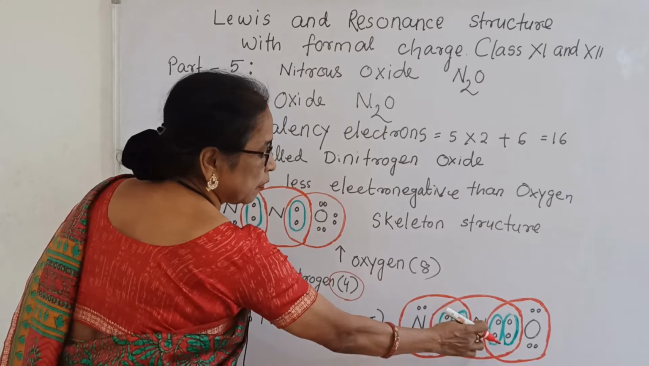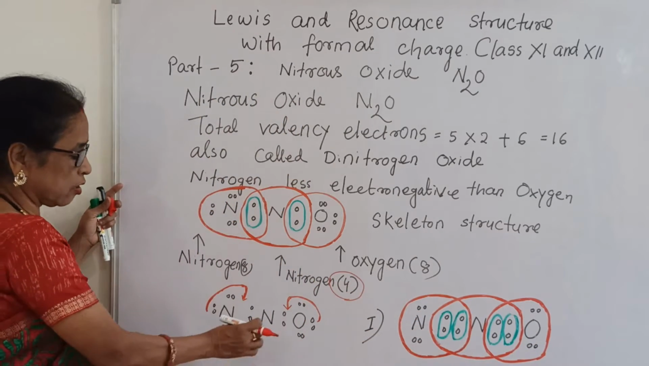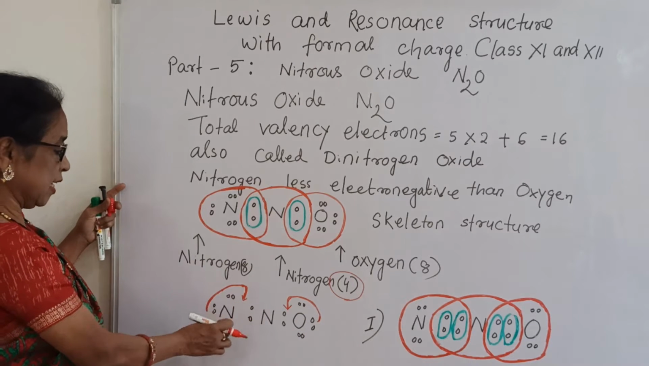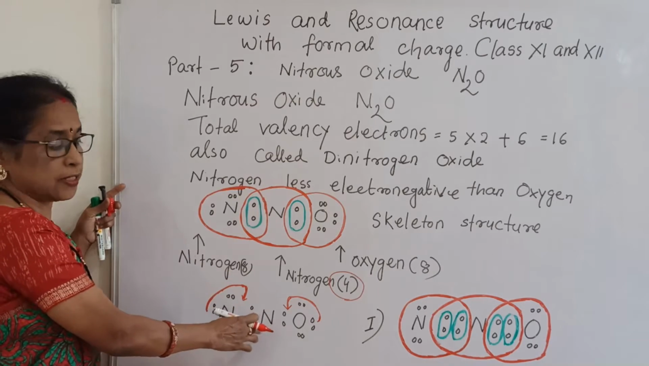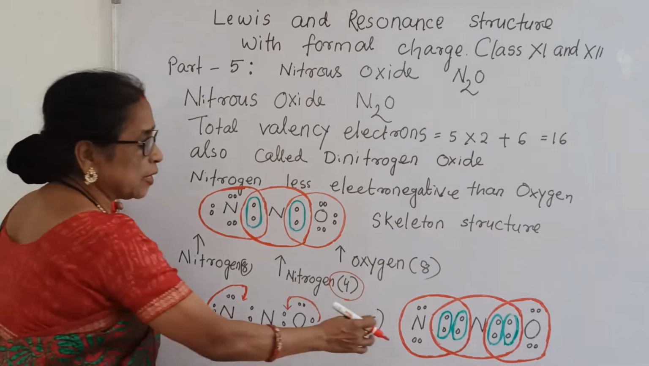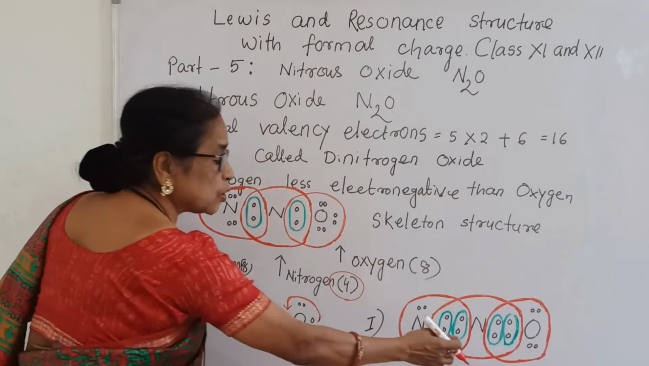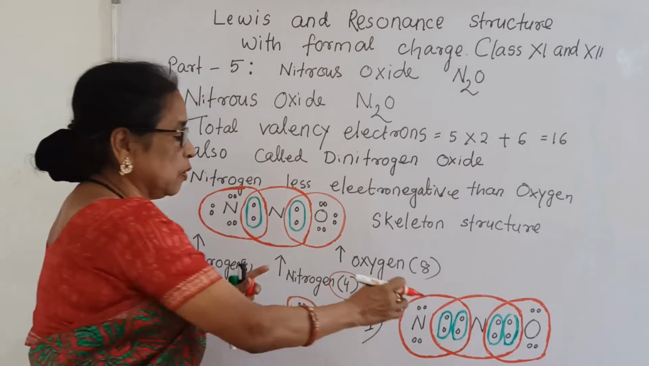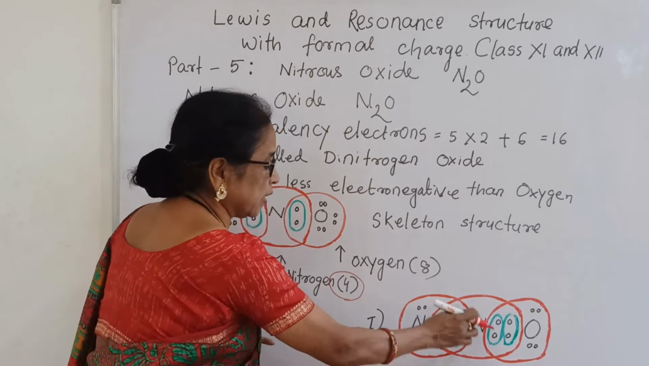Now see, before that there was one, and now we are transferring, so there are 2 pairs of bonding electrons between this nitrogen and oxygen. And similarly, if we transfer this pair of electrons to the middle of the 2 nitrogens, it also forms 2 pairs of bonding electrons. That means it forms 2 bonds here and 2 bonds here, so 2 bonds between nitrogen and oxygen and 2 bonds between nitrogen and nitrogen.